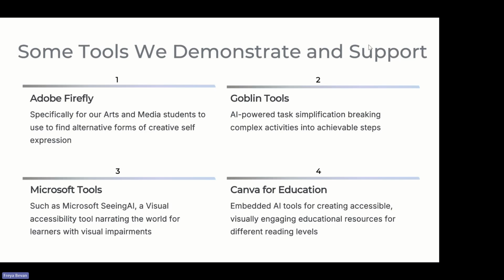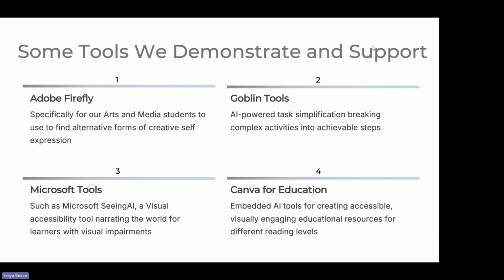Also many Microsoft tools, but as I previously mentioned, Microsoft Seeing AI, which is a very useful tool for students with visual impairments, and we found it's a very useful tool for giving narrations of the outside world for learners that are visually impaired, so that they can understand and feel more included in what they're experiencing in the classroom. So this is just a handful of tools that we have explored.